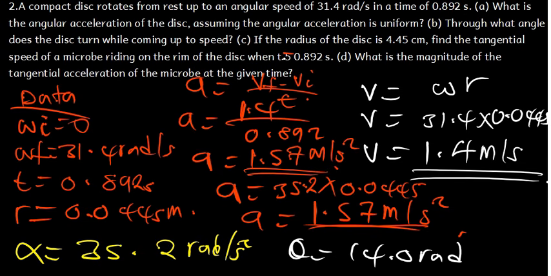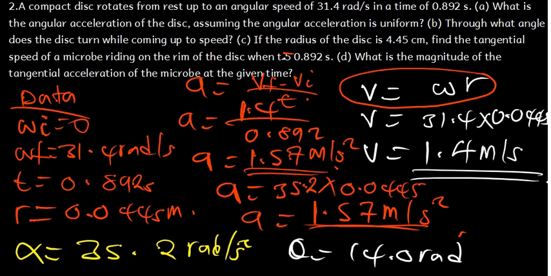But the relationship which you have to know is the same one: the linear speed is equal to the angular speed times the radius. Then the linear displacement is the angular displacement times the radius.